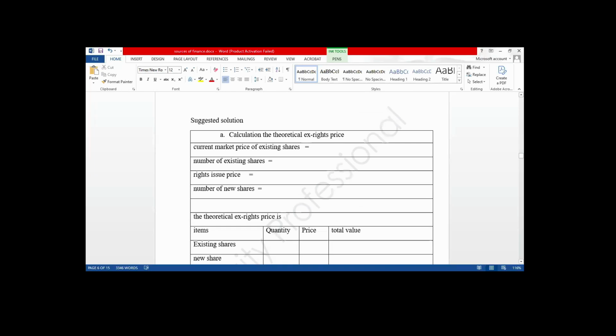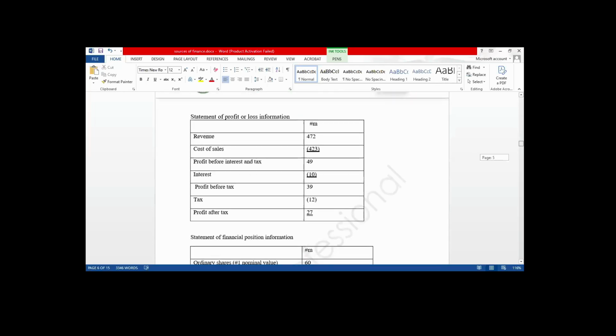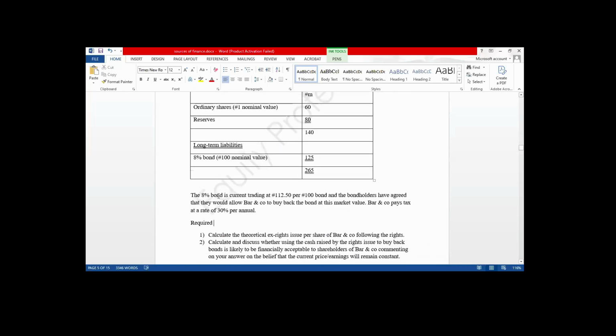Please look at the question. What is the current market price of the existing shares? $112.5? Is that a share? The examiner says the bond is trading at 112. A bond is not a share. ₦1, 1 naira, that is not the current market price. That is the nominal value.